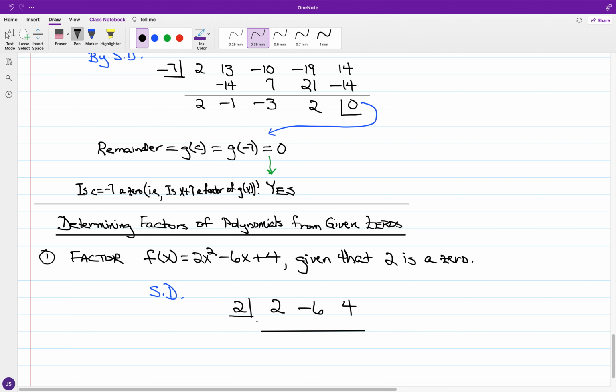Following through, the leading coefficient from the dividend is 2, and this will be brought down. Then we have 2 times 2 is 4. Negative 6 plus 4 is negative 2, and 2 times negative 2 is negative 4. And 4 plus negative 4 is 0. So again, just to restate, that is going to be the remainder. But now for the items of interest, 2 is a 0.